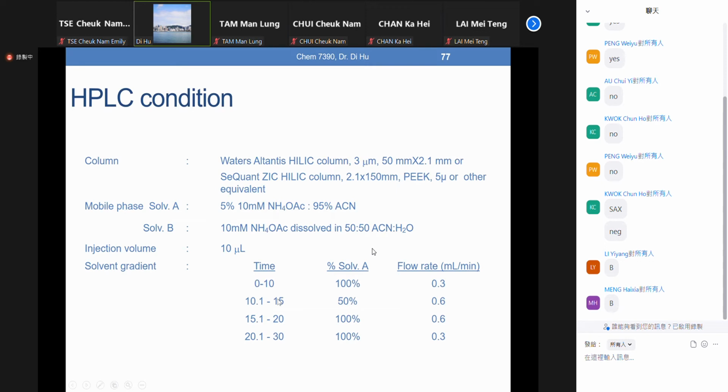And then come to the HPLC condition. So let me see what time it is. Oh, okay. So it's pretty much 50 minutes. How about we take a break for 5 minutes? So come back at 56. Okay, so now let's take a break.